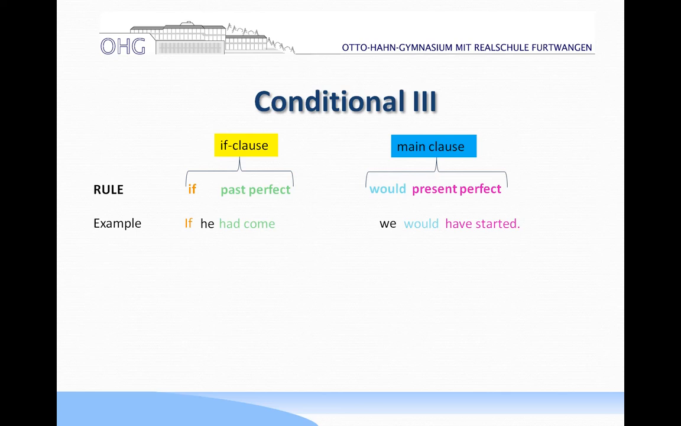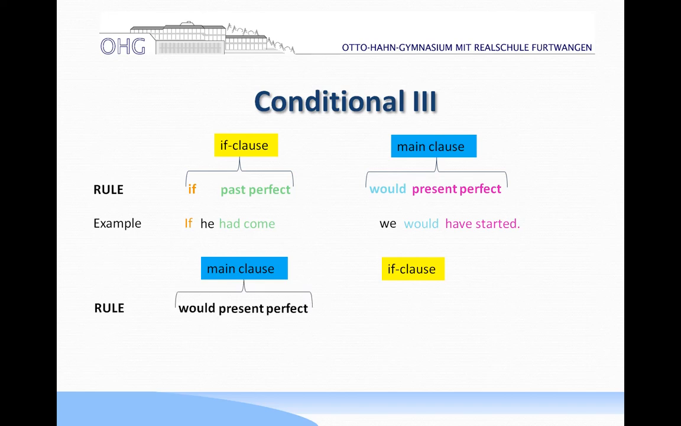You can of course turn this around so that the main clause is at the beginning and the if clause second. Then of course would plus present perfect in the beginning, and then if and past perfect in the if clause, and you just turn around the sentence and see how that goes.